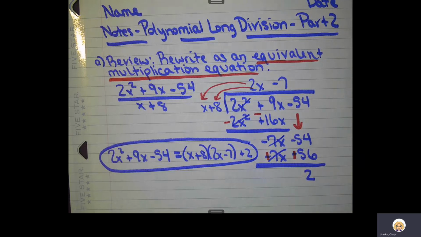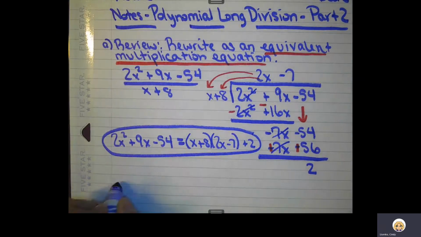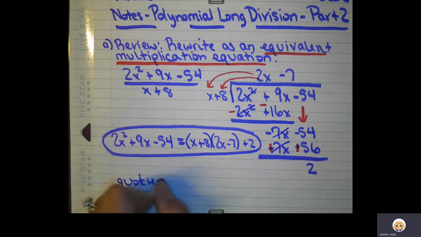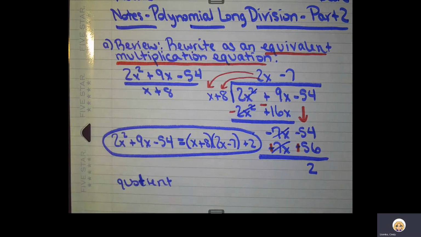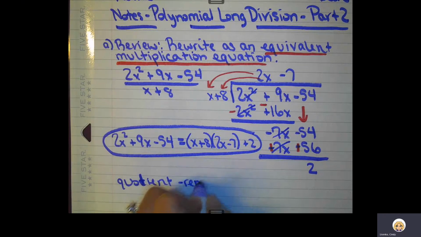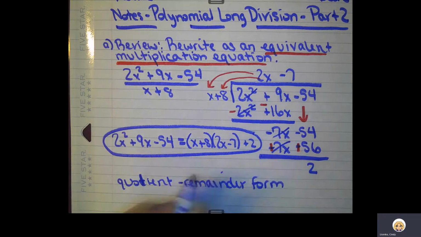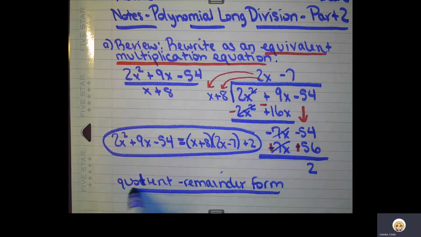Now what we're going to do is rewrite this answer in quotient remainder form. So let me talk about what that's going to be. So I'm going to write quotient remainder form. It's Q-U-O-T-I-E-N-T, and then remainder form. So we're going to do the same thing in this lesson, just write the answer a little bit differently. So this is what it means.